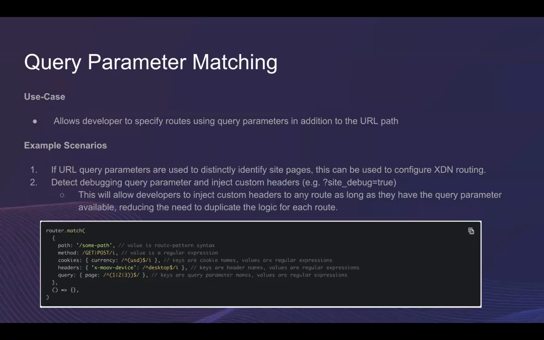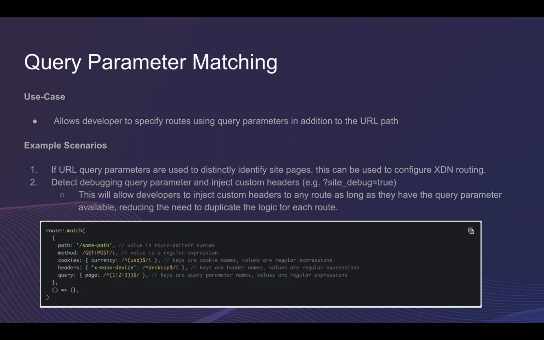Now, on to certain exciting features. We have added something called query parameter matching. Now, in routes.js, you have certain conditions you can specify to match the routes, essentially the URL paths. Previously, you could use options to match URL paths or methods or cookies. Now we have an additional option for query.